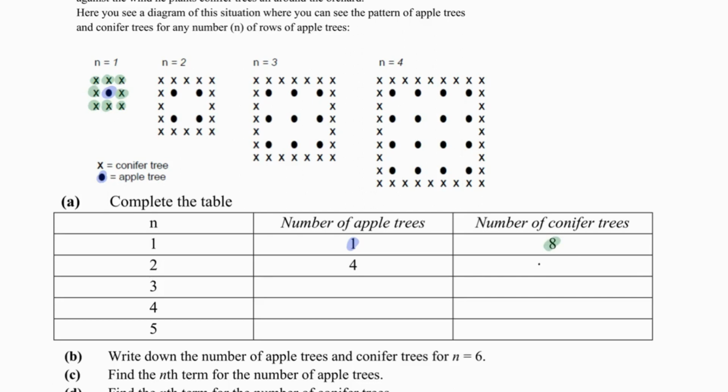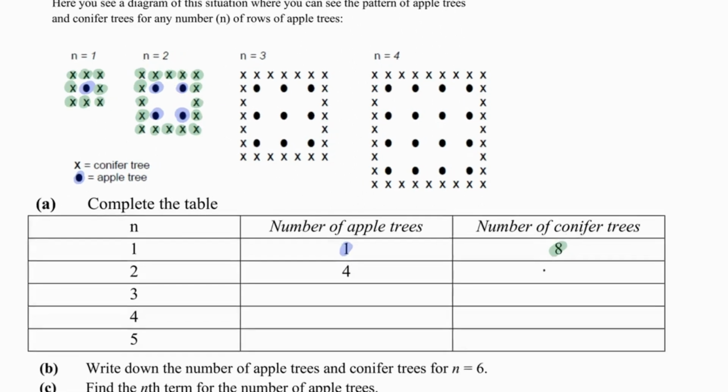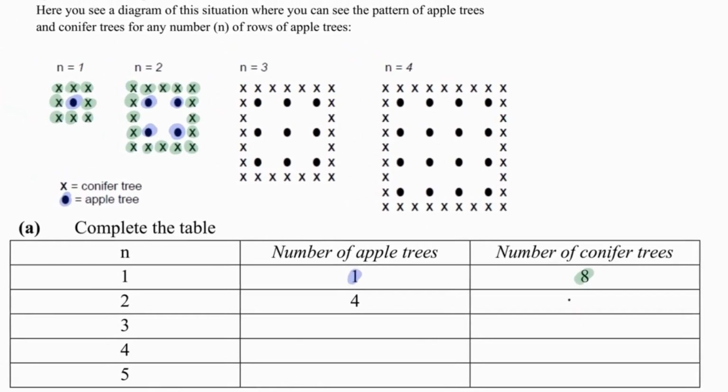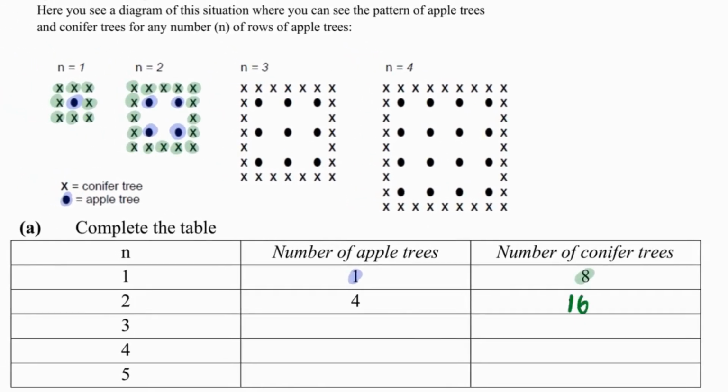So moving on to n equals 2, where there are 4 apple trees. All we have to do is just count the number of conifer trees. So it's 1, 2, 3, 4, 5, 6, 7, 8, 9, 10, 11, 12, 13, 14, 15, 16. So I'm going to just write it down, then we can focus, 16.